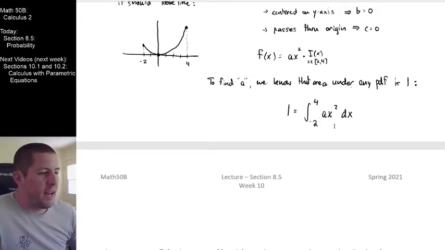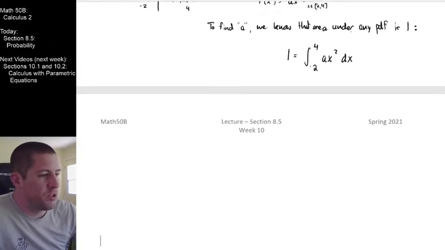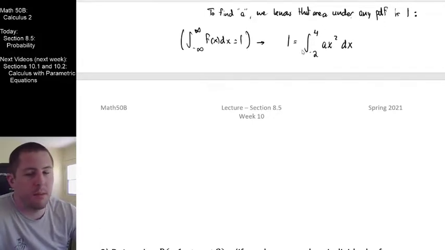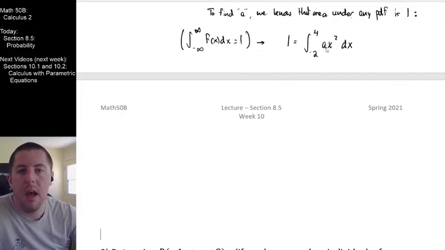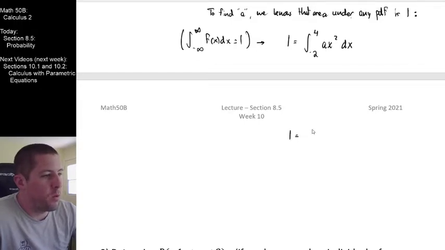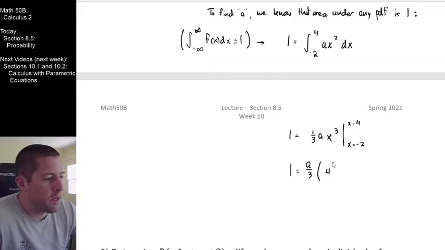So let's go ahead and do this guy right here. This is our generally true statement: the integral from negative infinity to infinity of f of x dx needs to be equal to 1 always. In our case, our support was only from negative 2 to 4, so those are the only bounds I'm using. Our probability distribution function is of the form ax squared, so I can do 1 equals 1/3 a x cubed, evaluated from x equals negative 2 to x equals 4. And I can do that here. I've got a over 3 times 4 cubed minus negative 2 cubed.